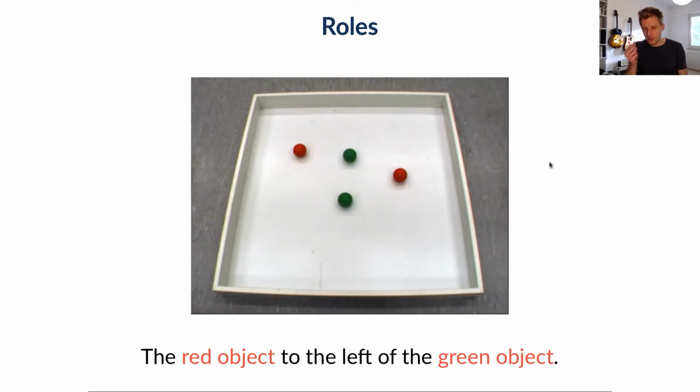Now, for colors and for movement directions, these can actually appear in different roles. So if you have a sentence like this, the red object to the left of the green object, you can see that the colors appear at two different places. The first place here, the red object, is what we refer to as the target object. It's the object that you're actually talking about, the subject of the sentence, while the green object here is the reference object, which is an object that we're not looking for directly, but it's something that we use as a reference point.